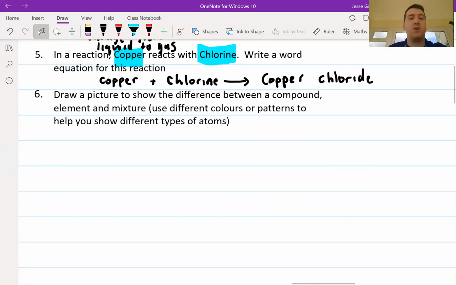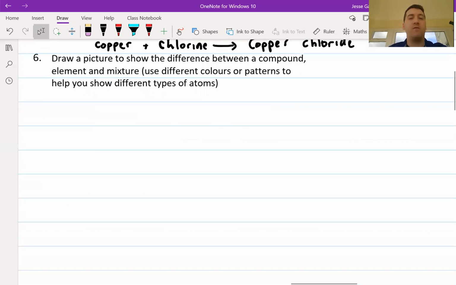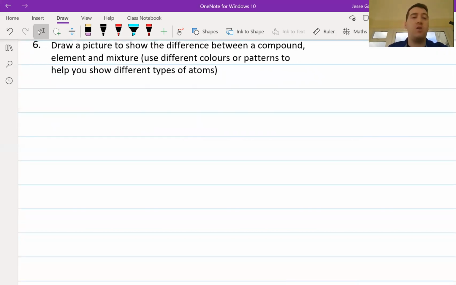Next thing, draw a picture to show the difference between a compound, an element and a mixture. Use different colors or patterns to help you show the different types of atoms. Okay, so we've done this quite a lot. Well, maybe you actually haven't done this yet, but you've seen me doing it a lot. So draw a picture to show the difference between a compound, element or mixture.